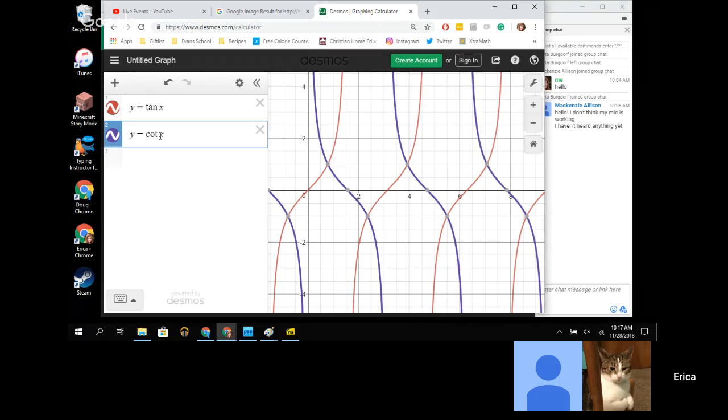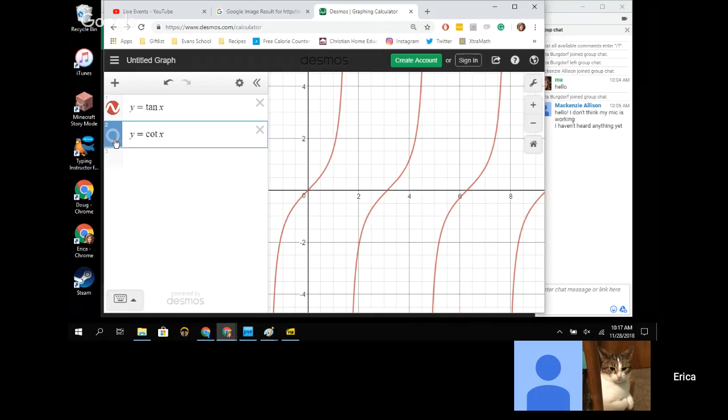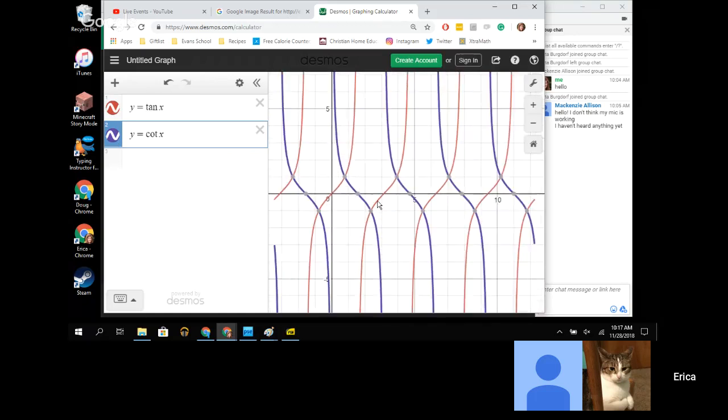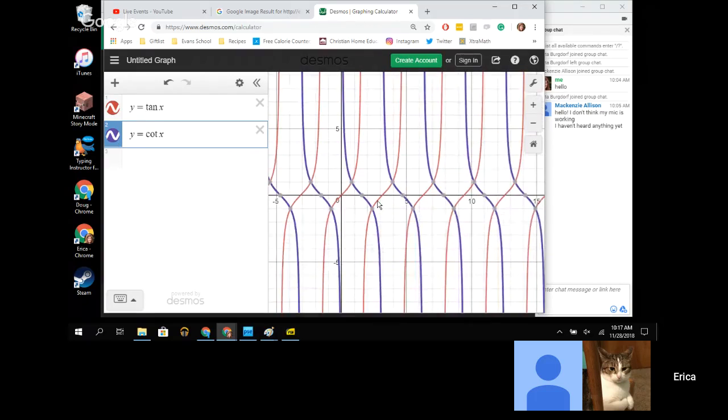Our cotangent curves, here, there's their tangent, and your cotangent curves are the reciprocal versions of those. So it makes a pretty crazy looking graph when you put all those on there.